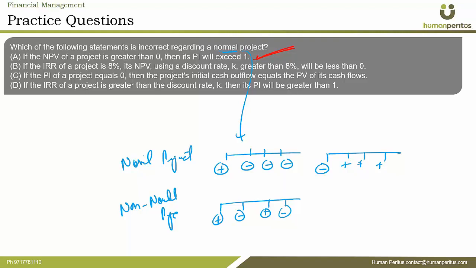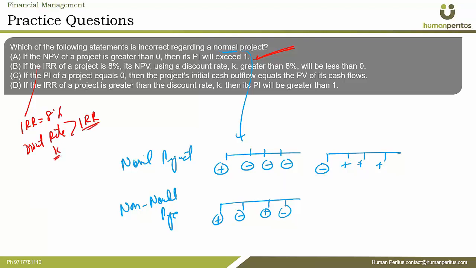Next one: if IRR of a project is 8%, its NPV at a discount rate greater than 8% will be less than 0. What will happen? Because my IRR is 8%, let us look at the second option, guys. My IRR is 8%, and it says that my discount rate is greater than IRR, correct?